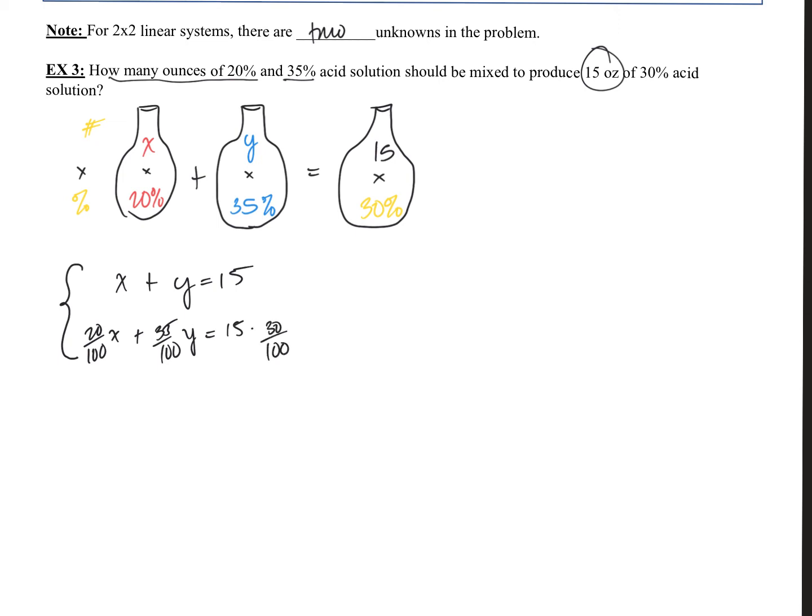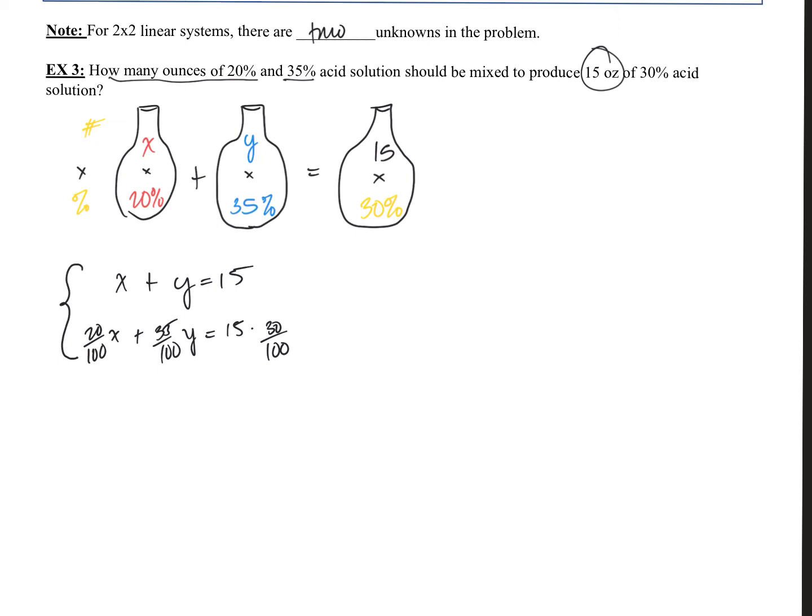Alright, so now, what method should I use for solving? I can either use elimination or substitution. Well, since these are already set up in the x plus y form, I'm going to go ahead and use elimination. You could try this with substitution if you wanted.